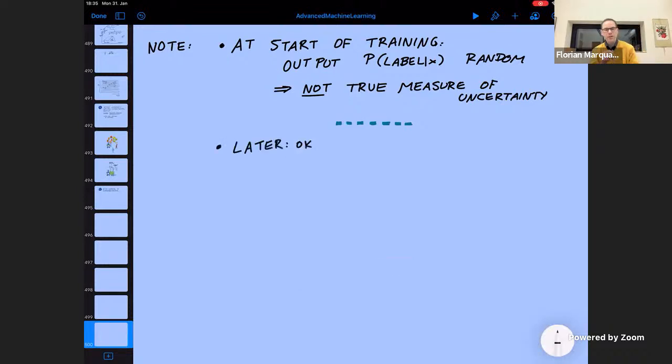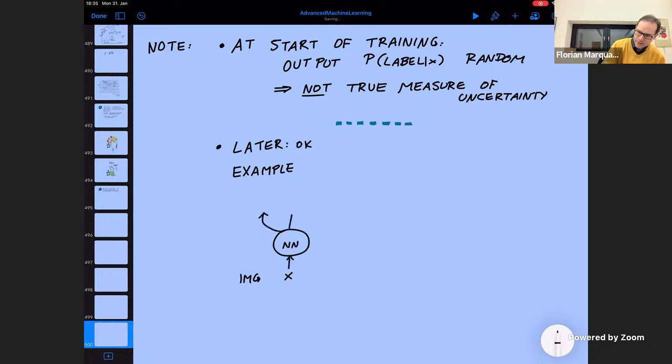Later on, it will be okay, because if you train with this categorical cross entropy, you're really trying to mimic the probability that is obtained from the actual data. And let me give you an example to make it really clear what's going on here. So imagine, again, you have your image, X. You run it through your neural network classifier. And maybe there are only three categories. So one of them is tree. I like trees, I guess. And one of them is red car. And the other is blue car.